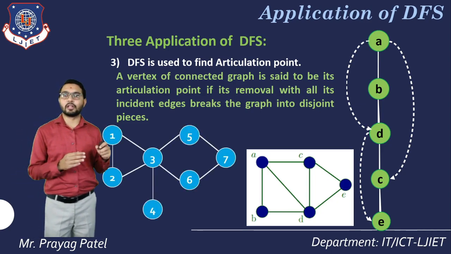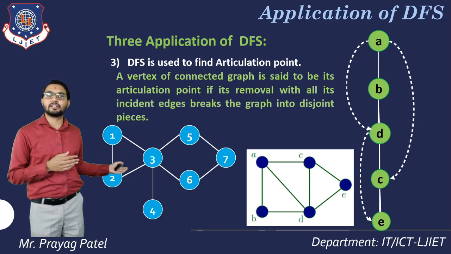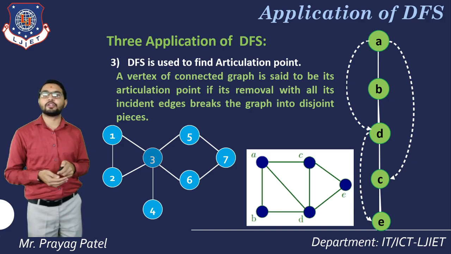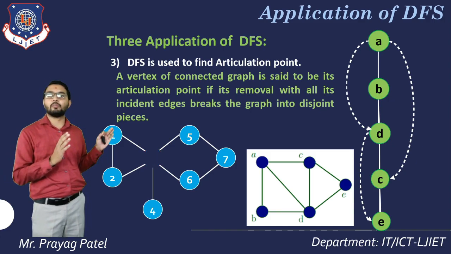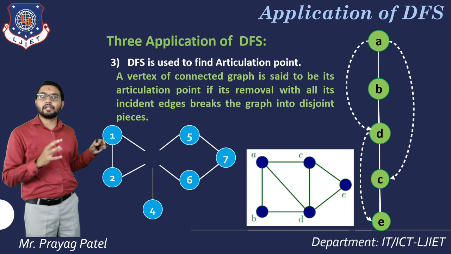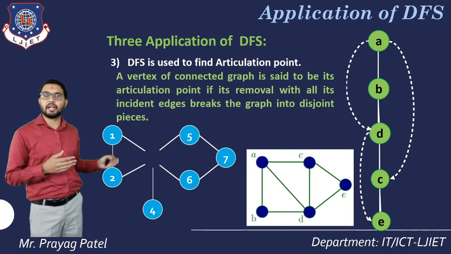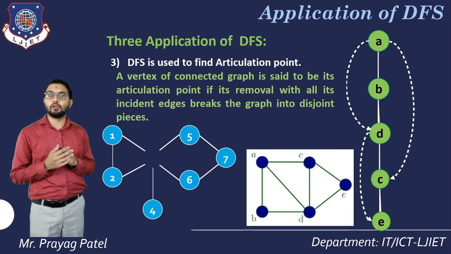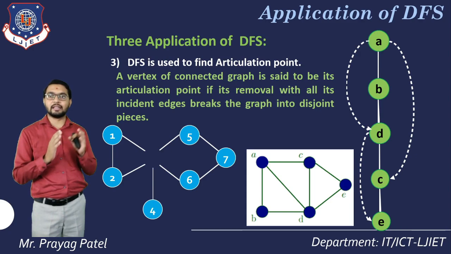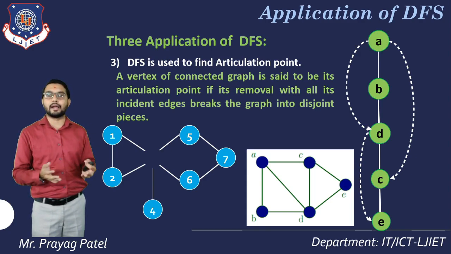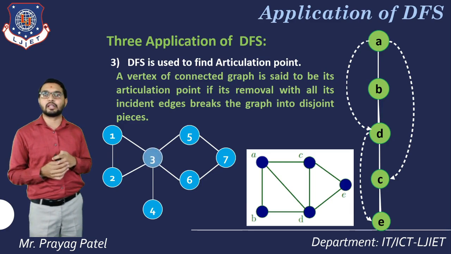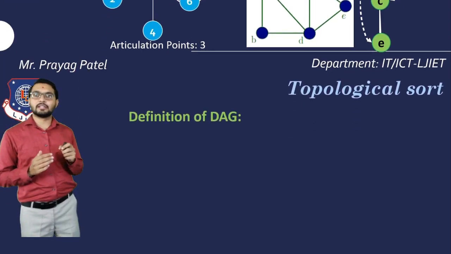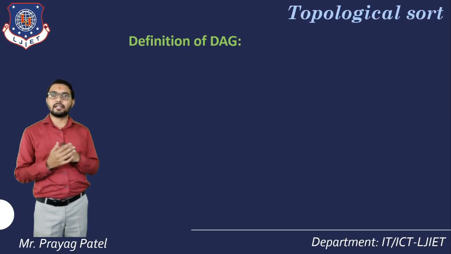Consider another figure for the articulation point. In this figure, consider node number 3 as an articulation point, because if we remove node number 3, then this graph is divided into three parts. The first is 1 and 2, the second is 5, 6 and 7, and the third part is node 4. So if we remove node number 3, the graph is divided into more than two parts, so node 3 is an articulation point. This is the third application of DFS.